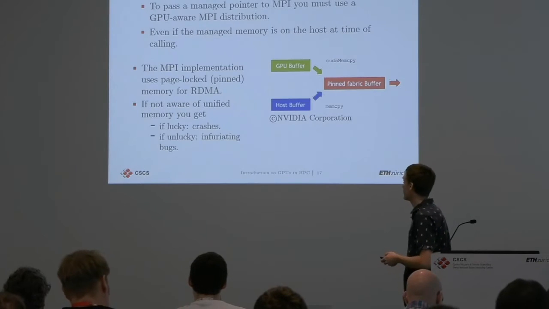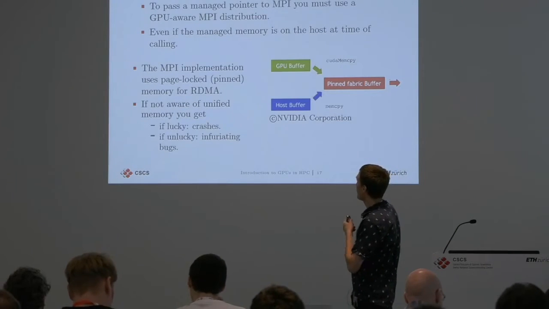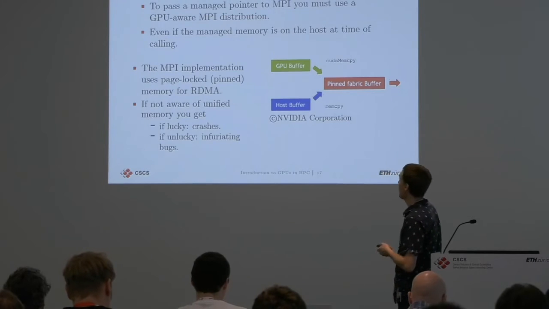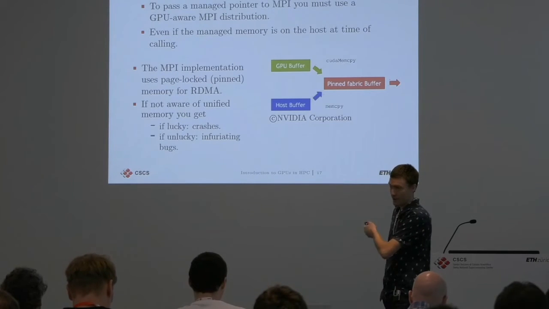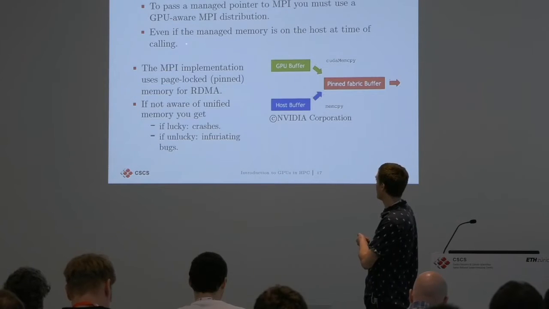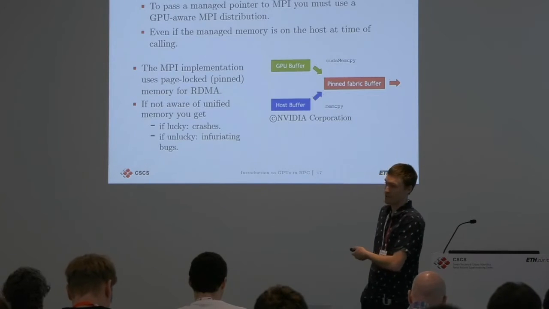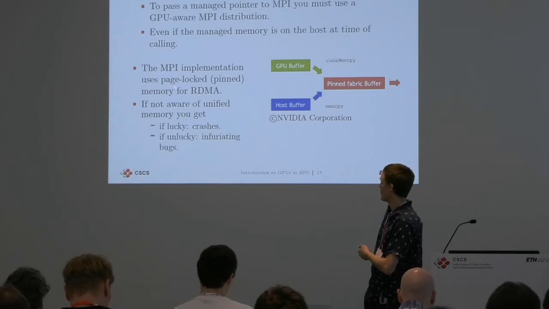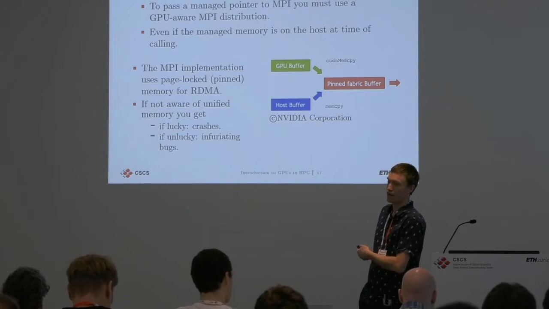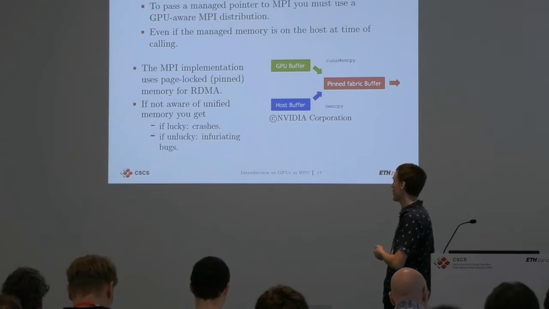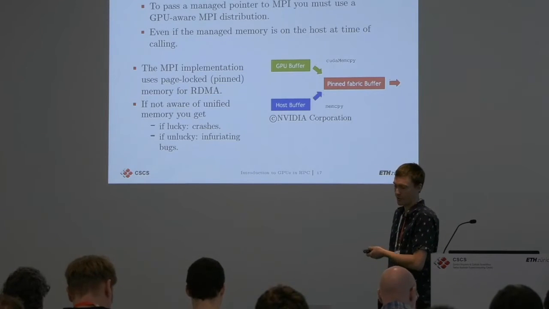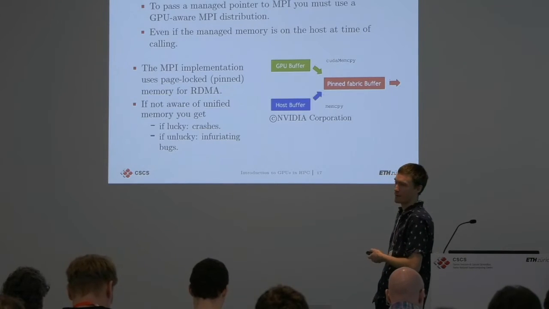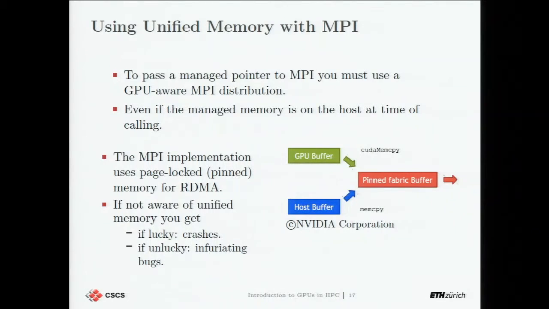I've already talked about this. To reiterate, you can use unified memory with MPI, but even if the managed memory is actually located on the host, you've still got to use the GPU-aware MPI implementation, and you've got to set the environment variable appropriately to tell it to watch out for memory that might be on the GPU. So that's the end of that talk about MPI.